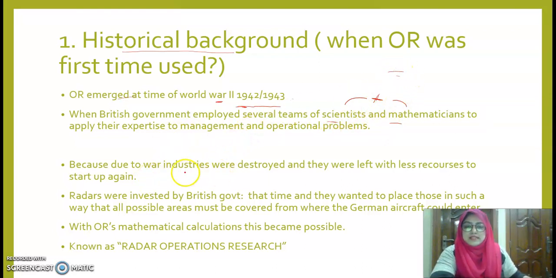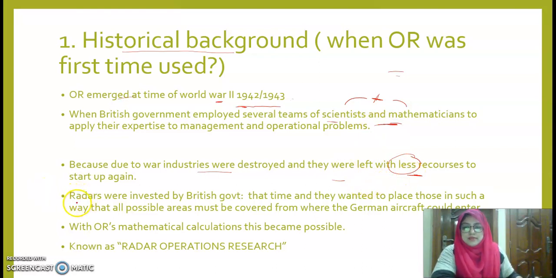Okay, so why did they need it? Because due to the war, the industries were destroyed and they were left with very, very few resources, right? When we have abundant resources, there is no problem doing things in our own way. But when we are faced with fewer resources, we need to work in such a way that we do the work efficiently. So this team was helping to overcome the problems with fewer resources.